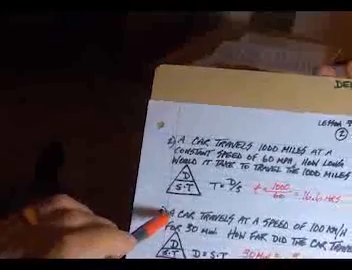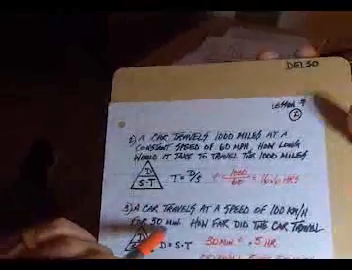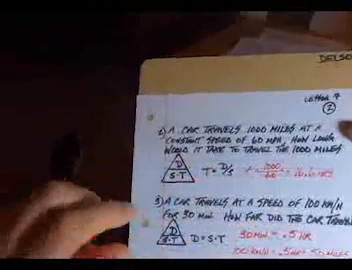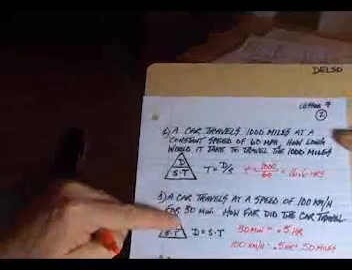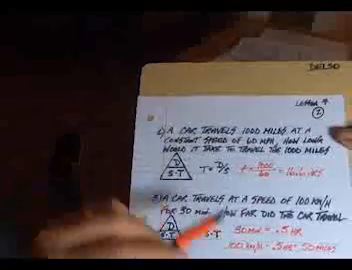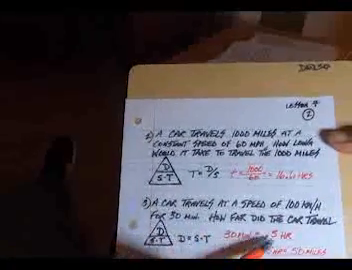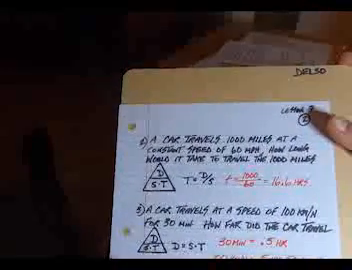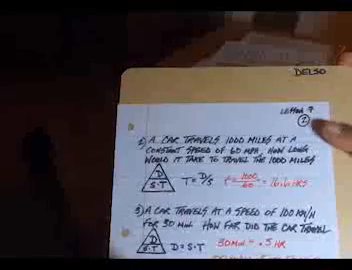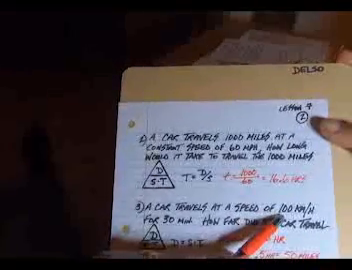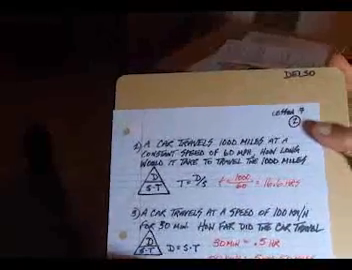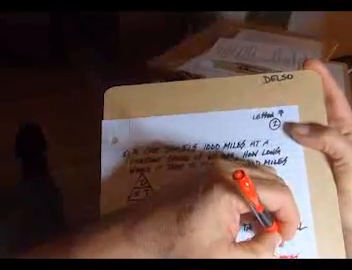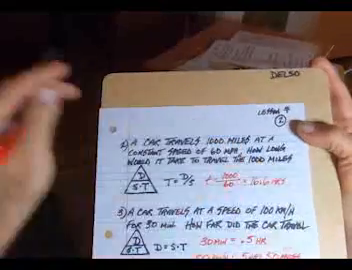The second one, a car travels at a speed of 100 kilometers per hour for 30 minutes. How far did the car travel? Distance, I cover that up, so I've got speed times the time. 30 minutes is half an hour. So if I'm going in kilometers per hour, I've got to do the 100, that's the speed, times the half hour. So I'm going 50 kilometers. 50 kilometers in a half hour.